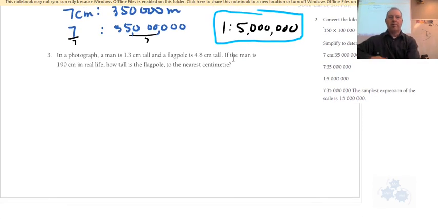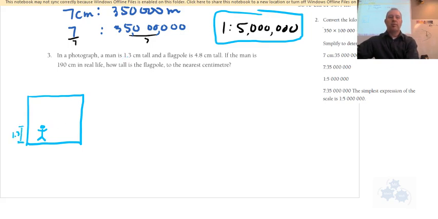Number 3, in a photograph, a man is 1.3 centimeters tall. So here's the picture. You don't have to draw a picture here, but it might be nice to visualize, and you can certainly feel free to do that. 1.3 centimeters tall. And a flagpole is 4.8 centimeters tall. So here's the flag, little Canadian flag there. This is 4.8 centimeters. That makes sense? If the man is 190 centimeters tall in real life, how tall is the flagpole to the nearest centimeter?